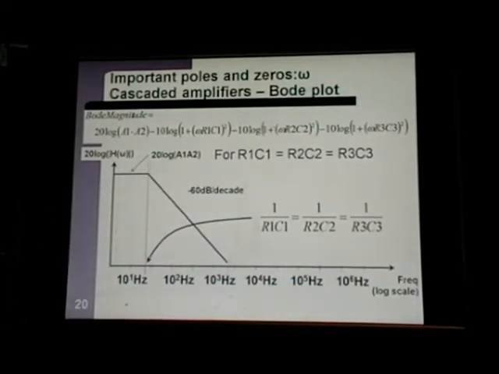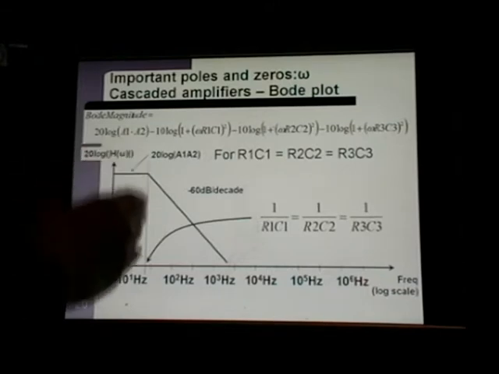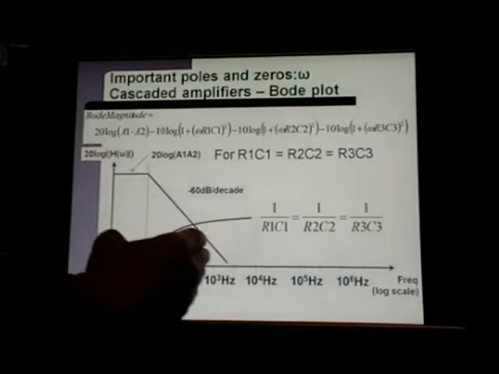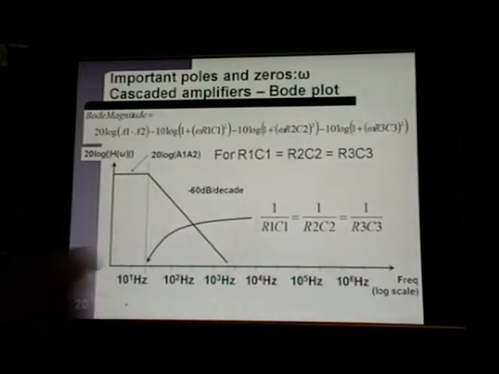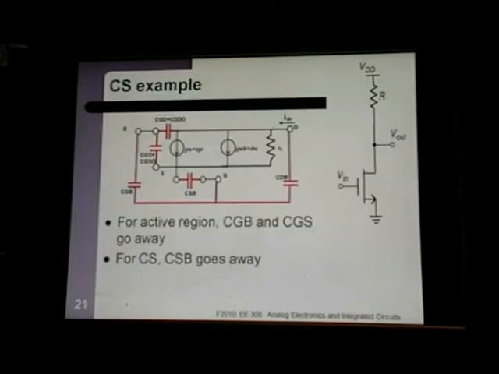And this is how good filters are made. After this frequency, the signals are greatly attenuated. Before this, before the corner frequency, they aren't attenuated. This is a nice attenuation factor after your corner frequency.